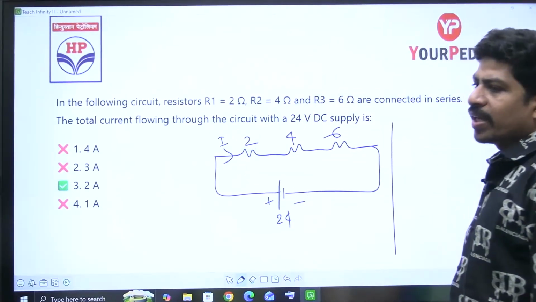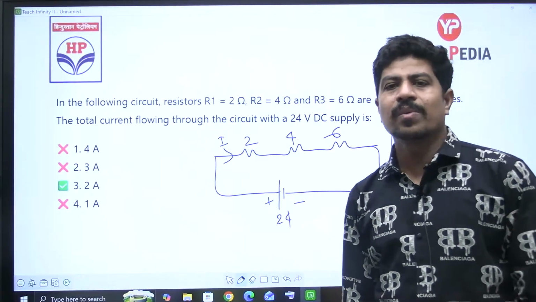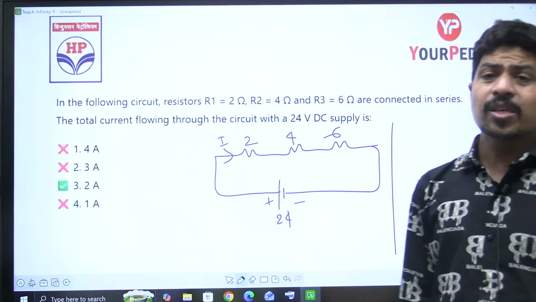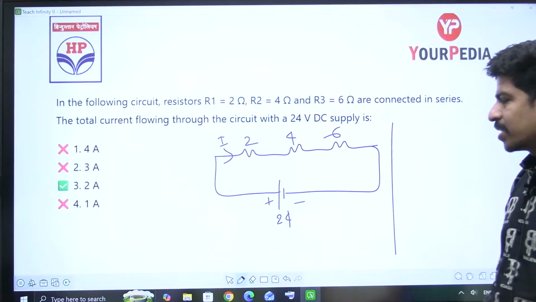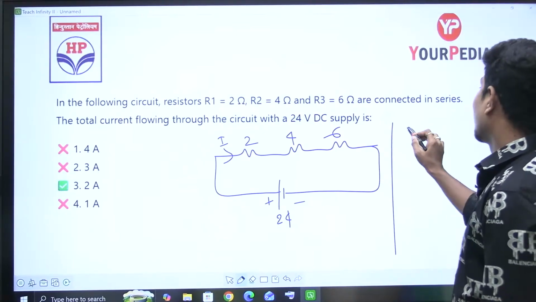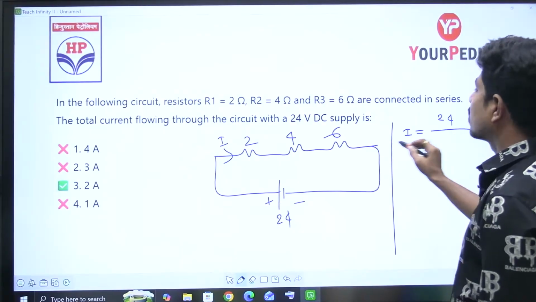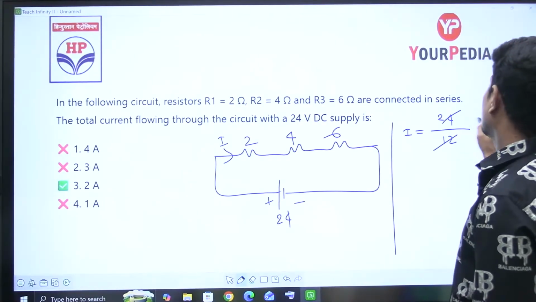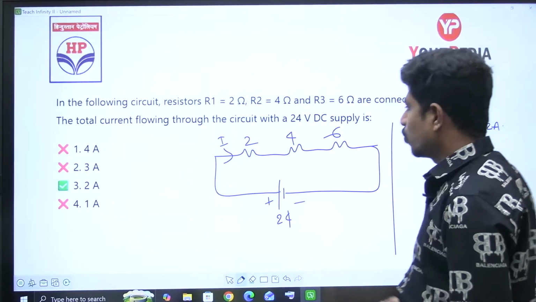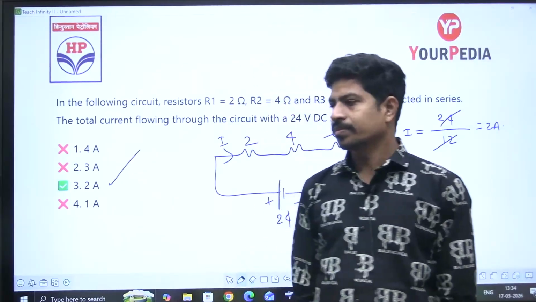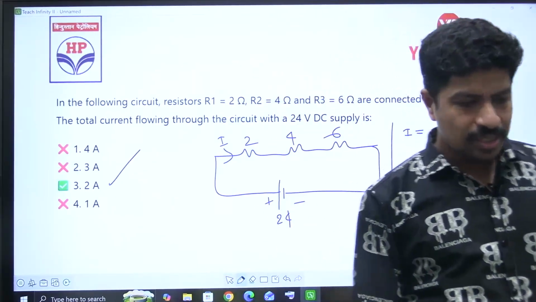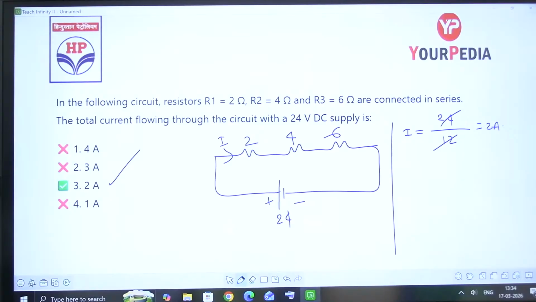We know very well that in series, resistances are added directly, while in parallel, reciprocals of the resistances are added. Now according to Ohm's law, I is equal to V by R. Total resistance is 12 ohms, so 24 by 12 is 2 amperes. Option 3. See, no question is difficult for the HPCL examination. All are very, very easy questions.